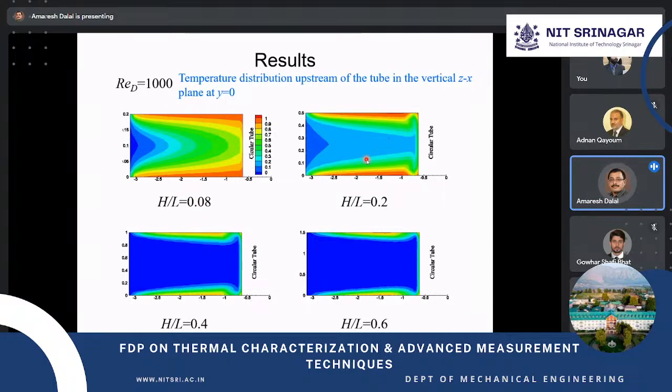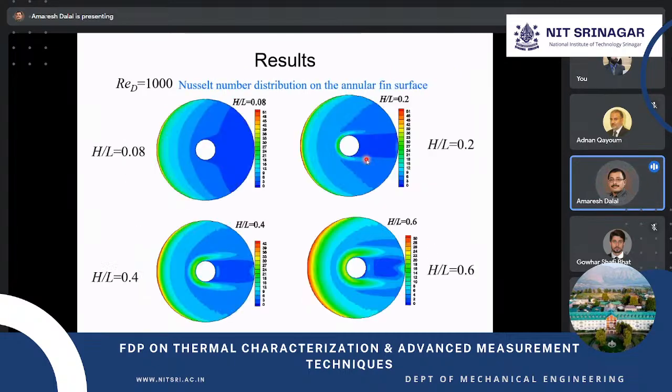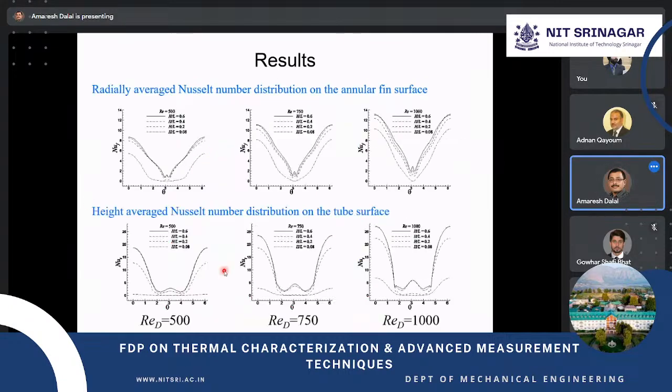These are some sections where we have shown the temperature contour, and this is the Nusselt number on the annular fin surface. Obviously this is the inlet, so there is a high temperature difference suddenly, and the Nusselt number is high. As you gradually go on, it decreases, and due to the formation of vortices, you can see how the horseshoe vortices affect the heat transfer. These are some area average Nusselt numbers. On the bottom side it is high, and this is a height average Nusselt number.